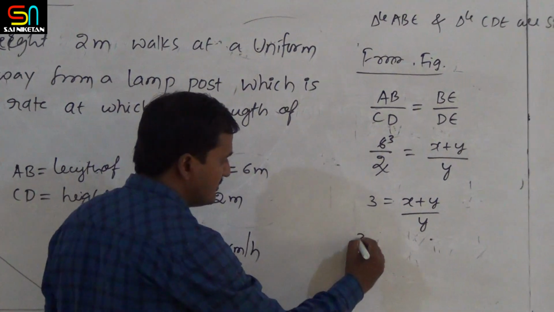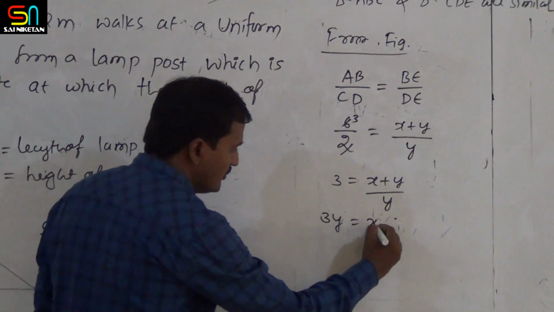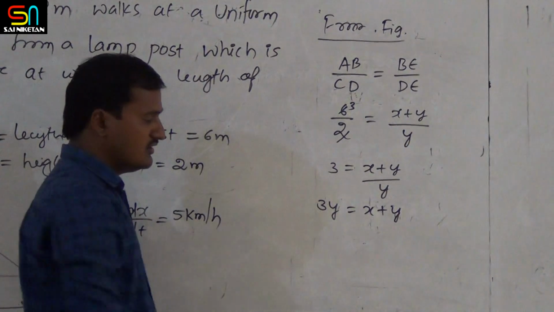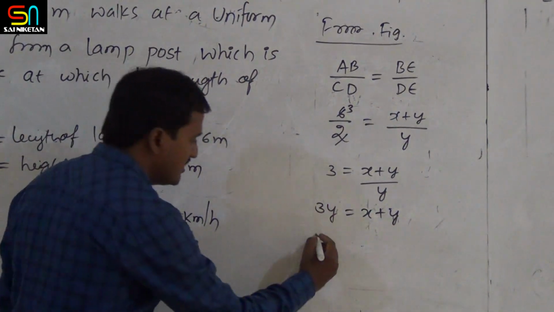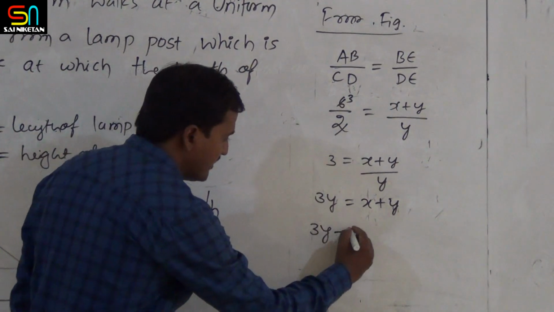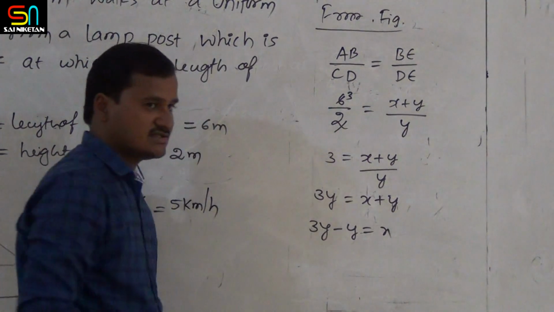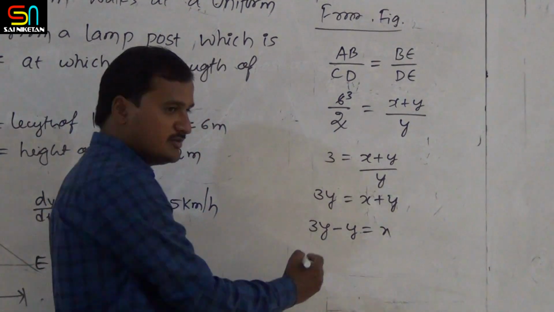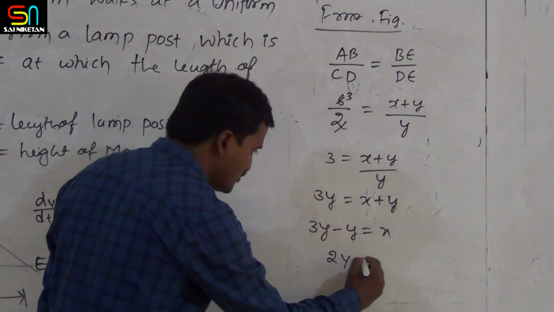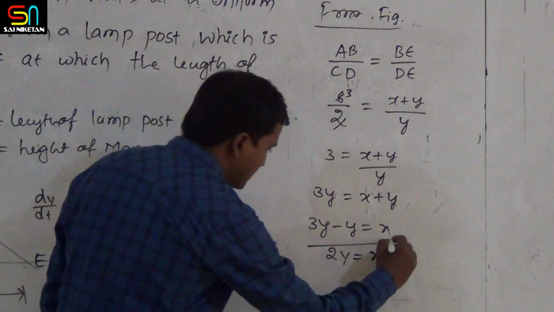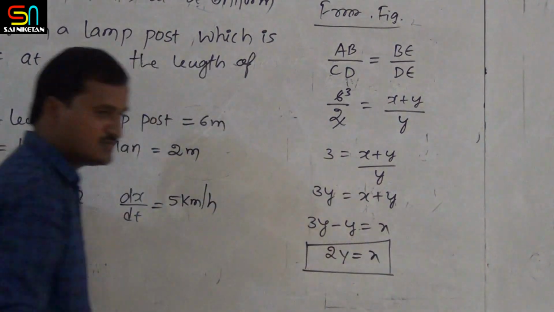Now we have to cross multiply this one. 3y is equal to x plus 1. Is it right? Now we have to take this y to this side. So clearly what we are getting? 3y minus y is equal to x. Or 3y minus y means here it is 2y. So 2y is equal to x. So here clearly we are getting this function.